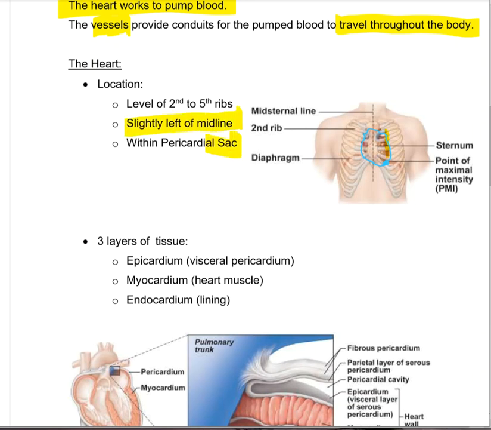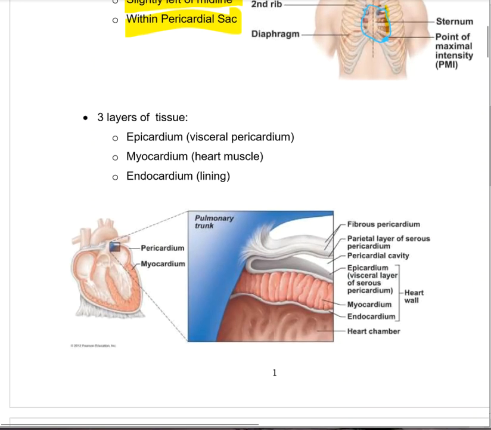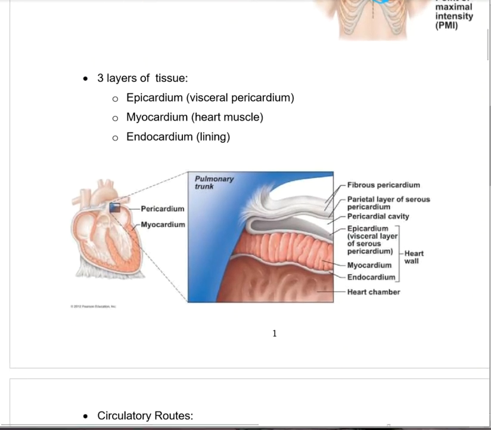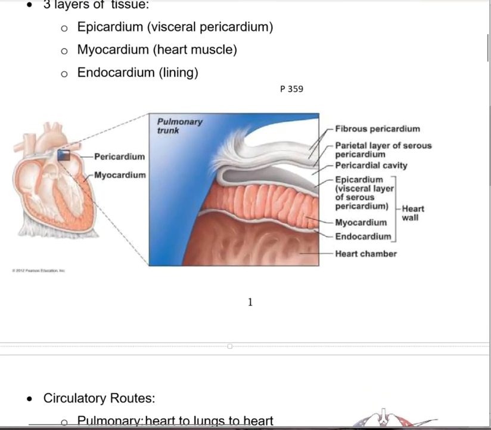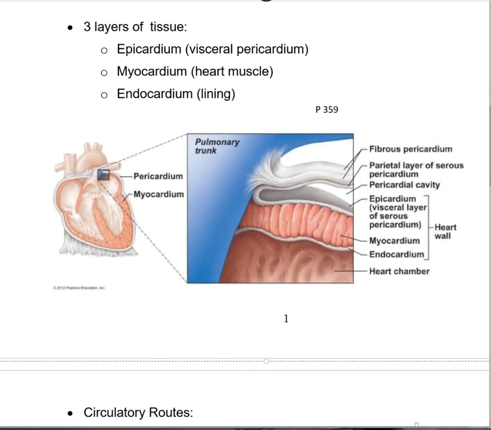It's within a pericardial sac. Now, we can kind of see part of that pericardial sac here. Oh, by the way, this is page 358. Both of these are both diagrams. Oh no, that's not true. This one is page 358, and this diagram here is page 359 in your book. But they look exactly like this, so we're just going to use this one.